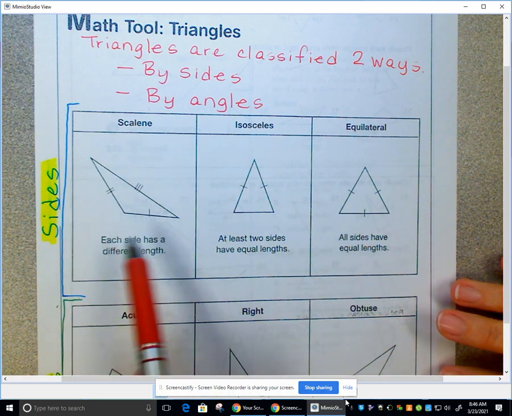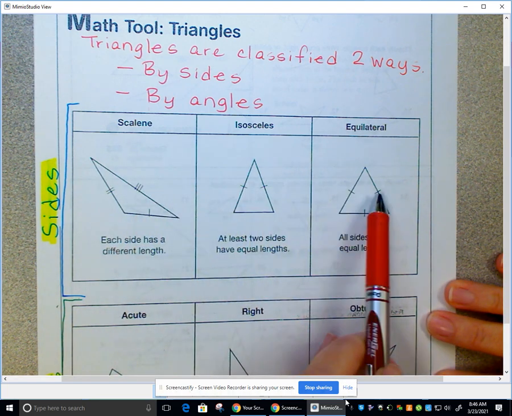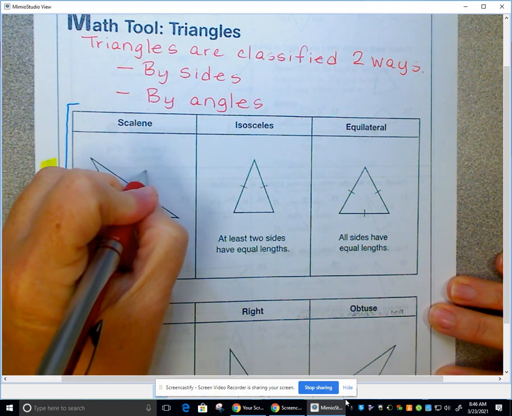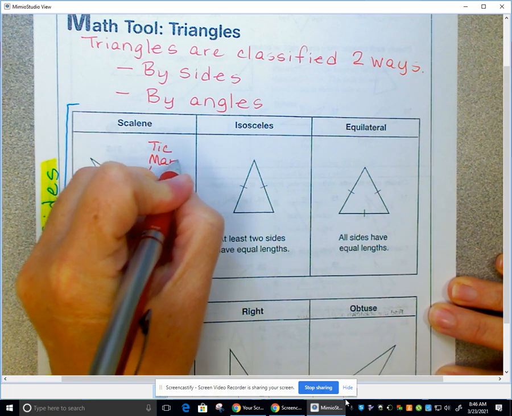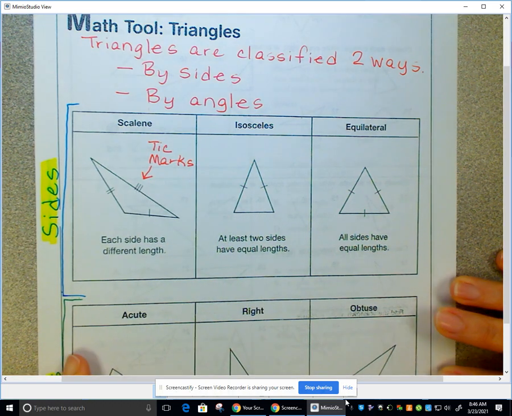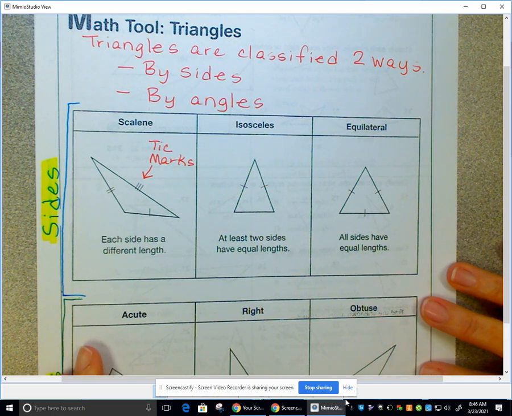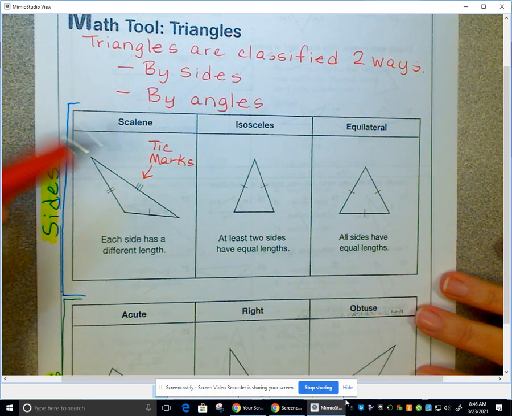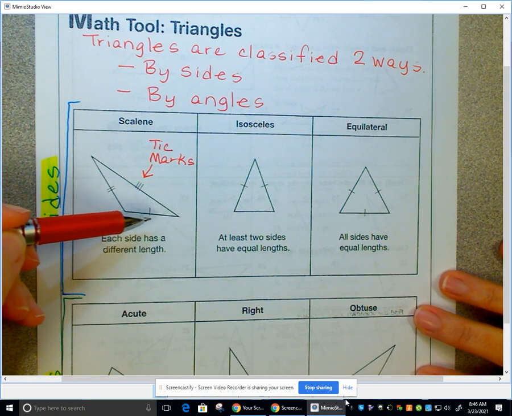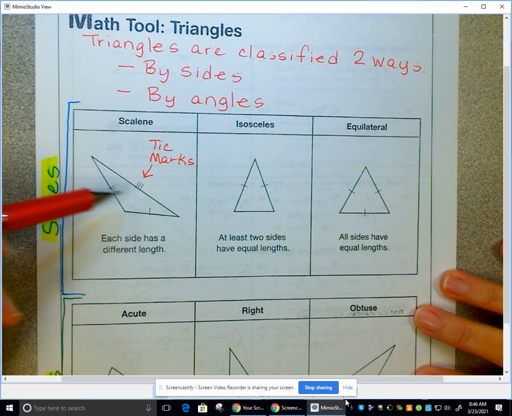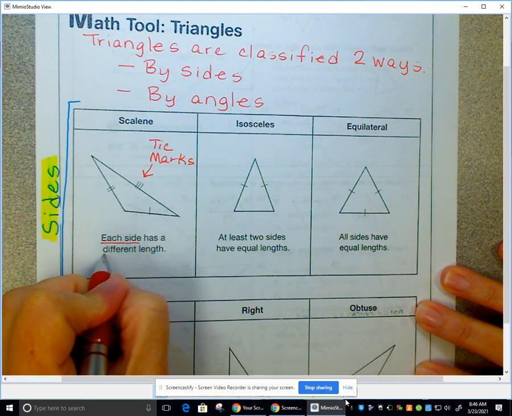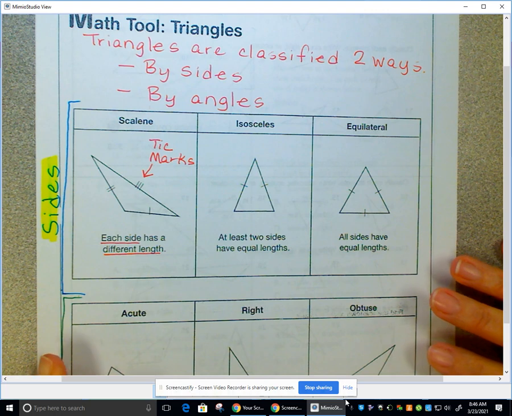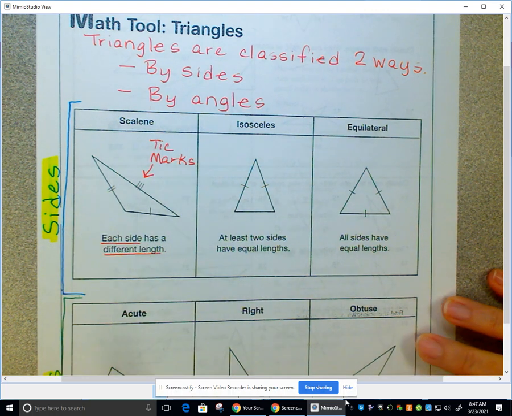Now, if you'll notice, all of these have these little dash marks. These marks are called tick marks. And tick marks are sort of like a code to let us know what side matches that side. For instance, I see 3 tick marks. You don't see 3 tick marks over here. I've got 1 tick mark and 2 tick marks. They all have a different number of tick marks. That means each side length is different. Each side has a different length, and that's scalene.